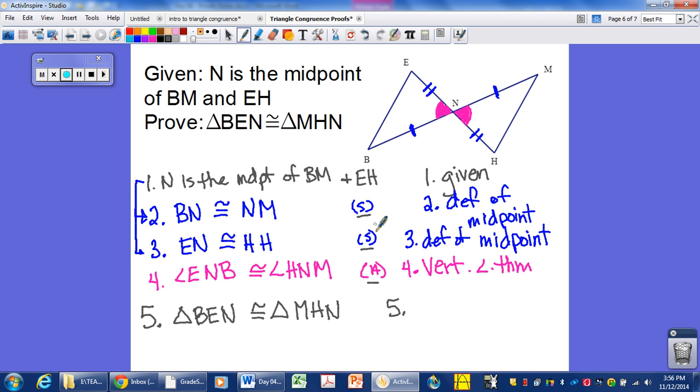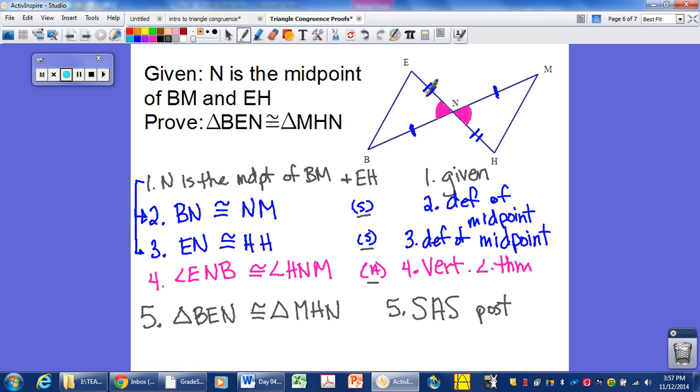Okay, so not by side-side-angle, of course, that's just the way I proved it. Looking at the picture, the congruent angle is between your congruent sides. So this is by the side-angle-side postulate. Okay, so the theorem or postulate comes from the picture.